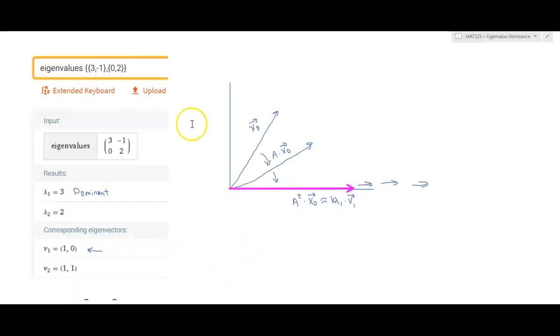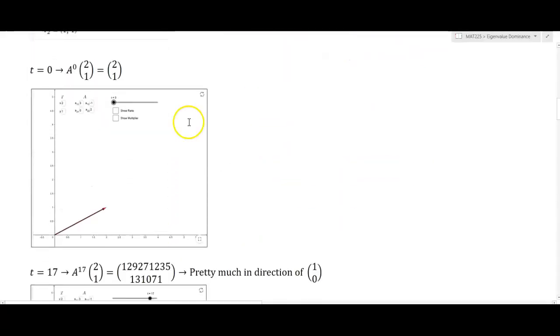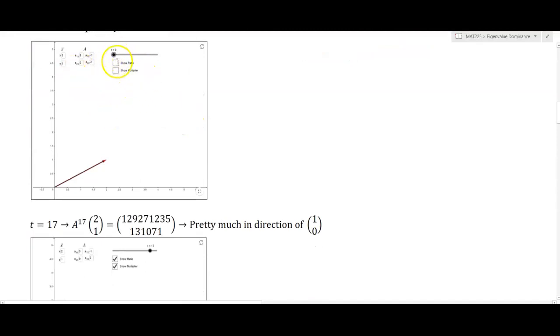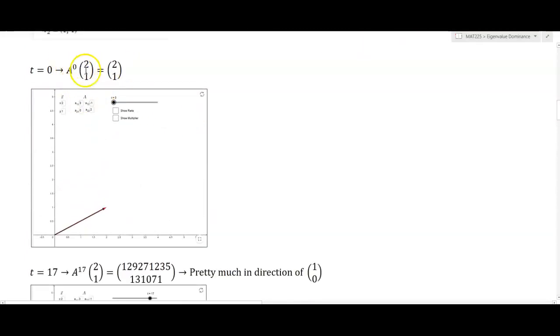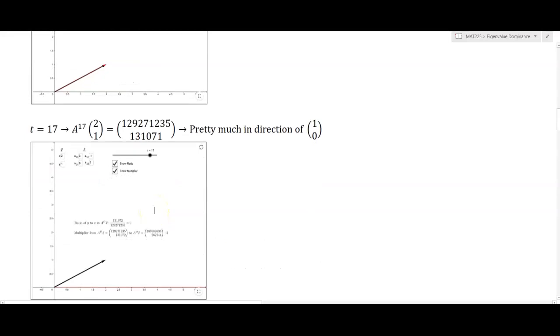So to kind of summarize that picture, here's the one that we started off with. This was when we had A to the 0 times the (2, 1) vector, which is just the (2, 1) vector. But then eventually when we make the power large enough, we can see that that red vector is pretty much in the direction of (1, 0). And if I multiplied it again by A repeatedly, I would see that basically this vector just gets tripled because now it is in the direction of the dominant eigenvector.